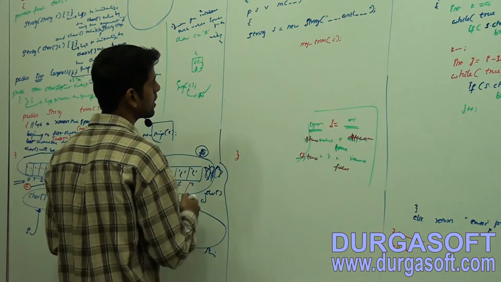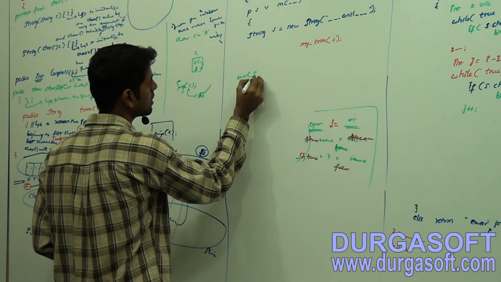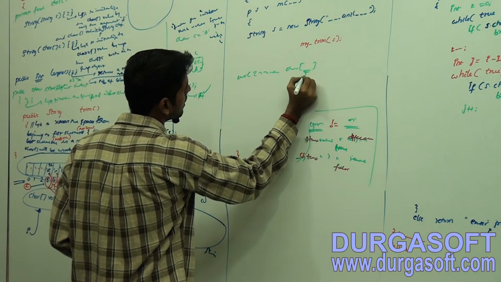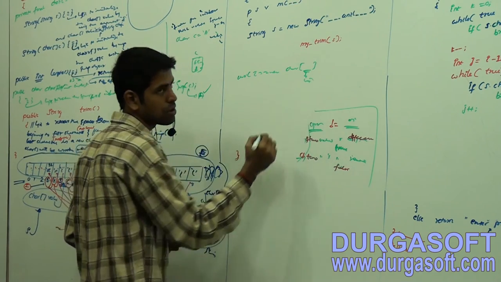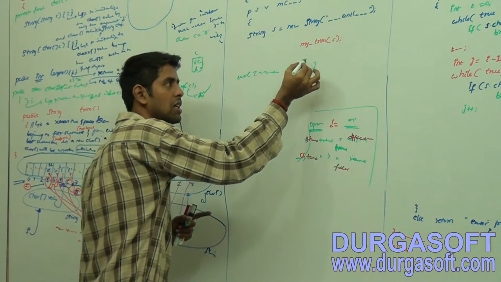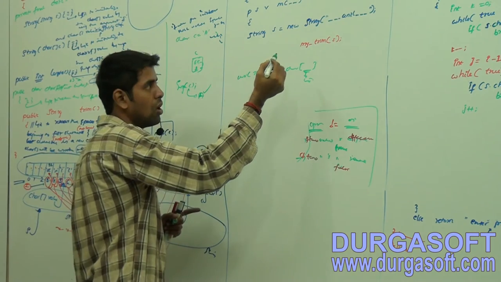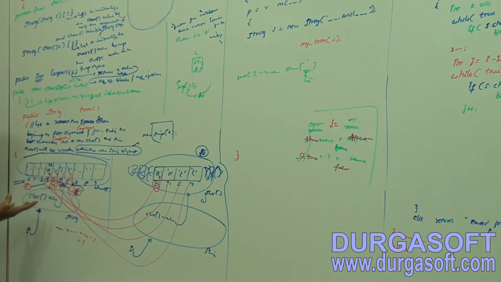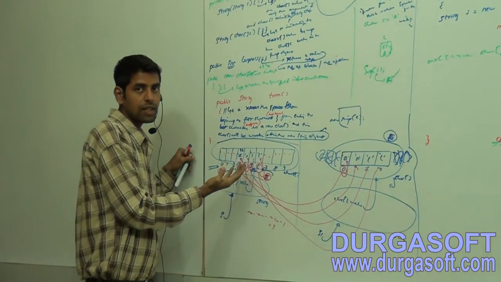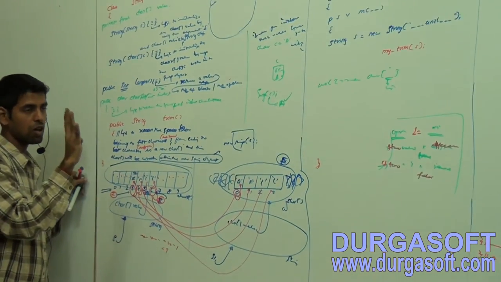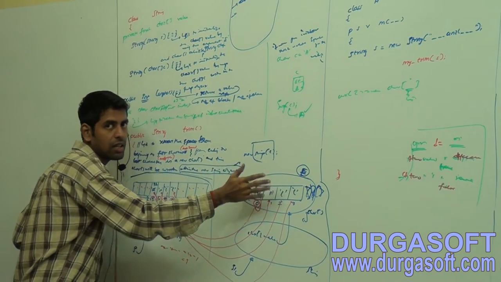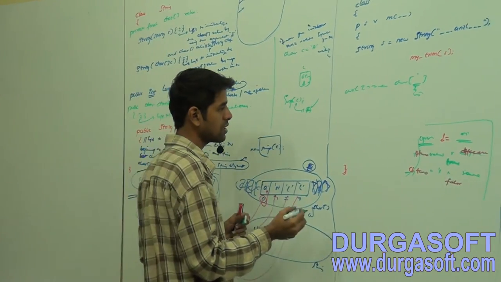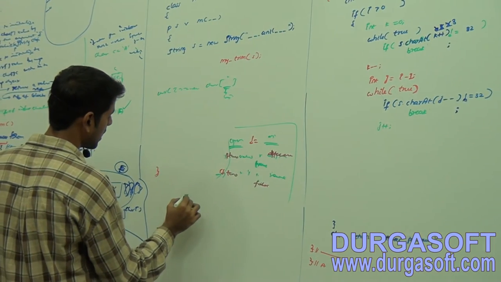Whatever the array it is, observe here: char c array equals new char array of size. You have to mention the size, which is int. Observe here, what you have to do: you have to mention the size. You are having 4 non-space characters, so 4 blocks should be created here. If there is a string object with the data as what?